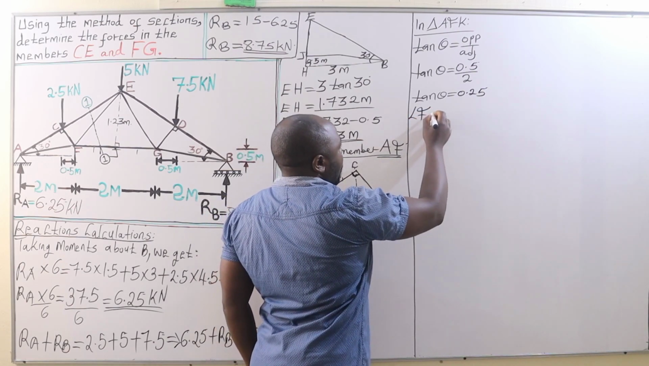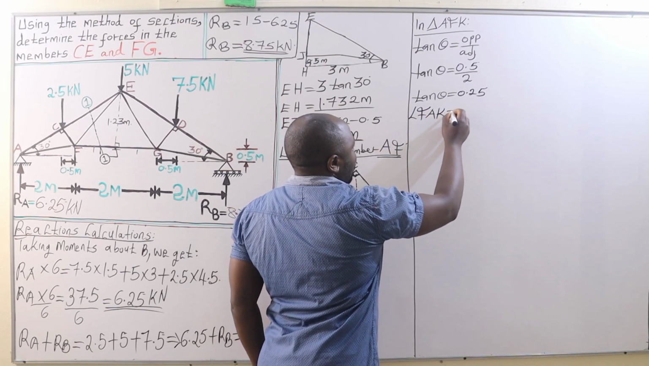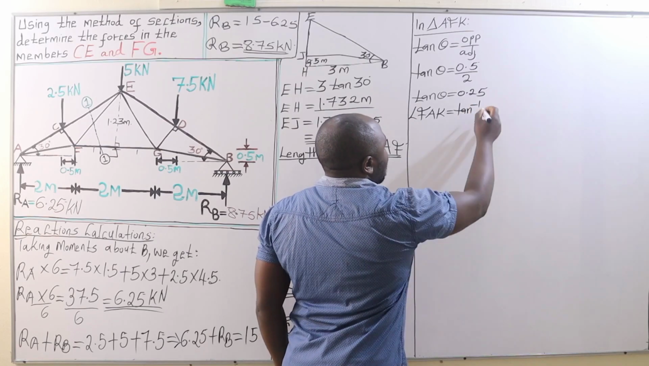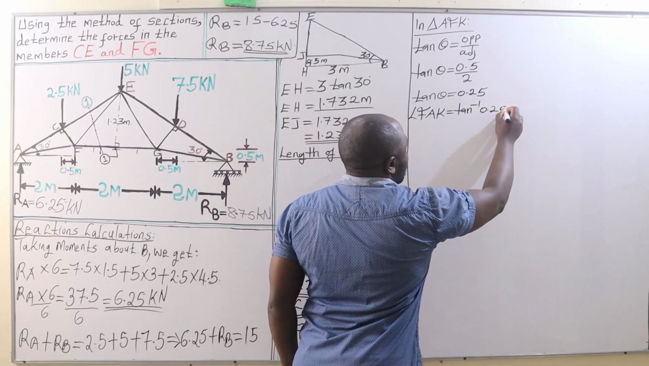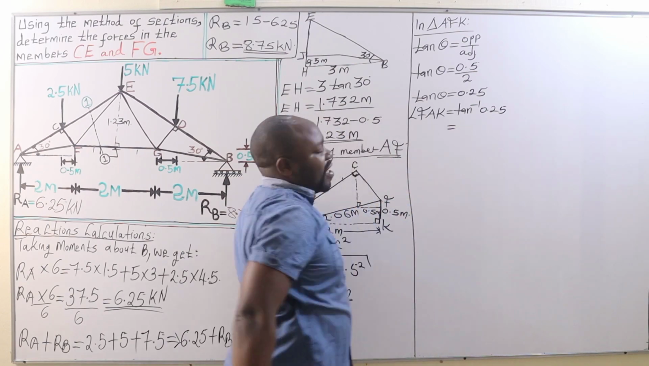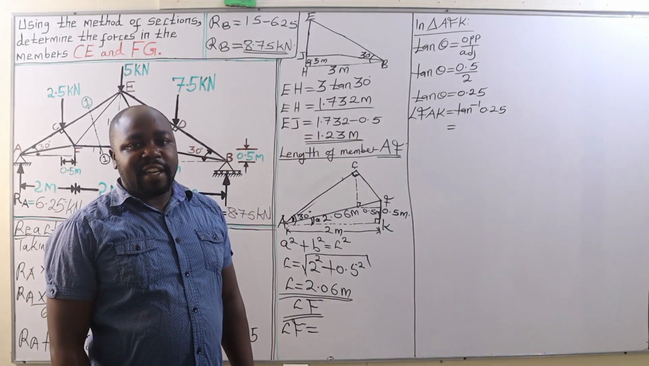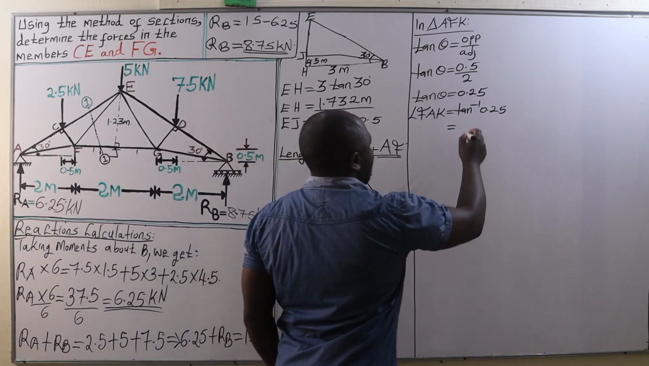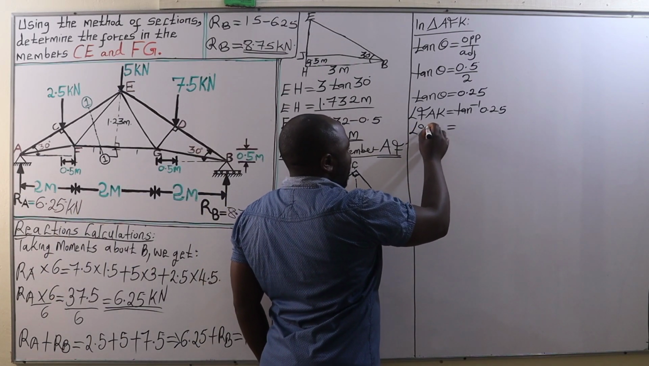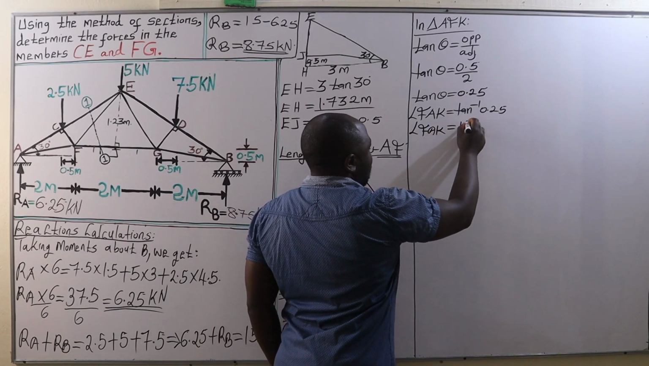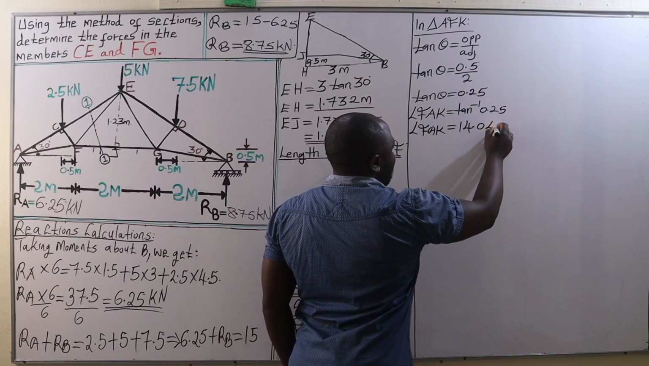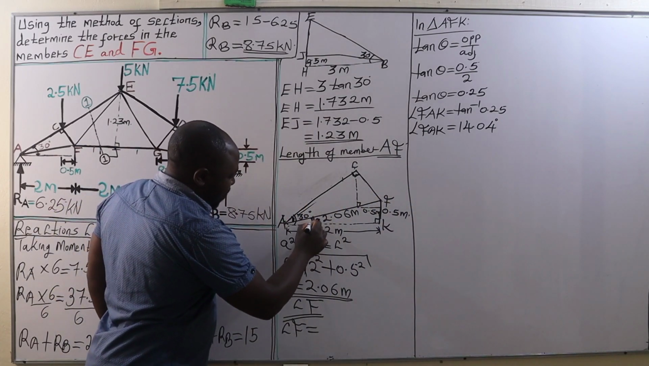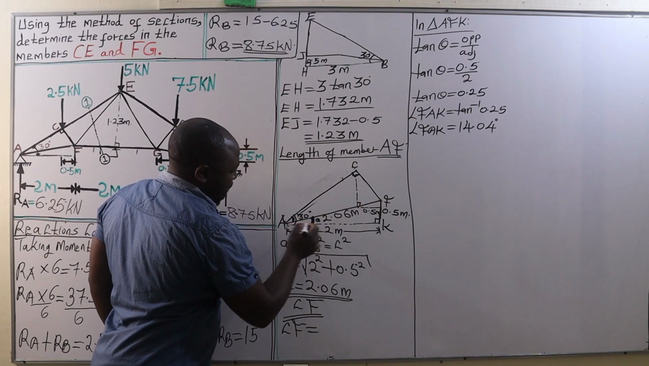Therefore, angle FAK will be given by the tan inverse of 0.25, which is 14.04 degrees. Therefore, the value of angle FAK is 14.04 degrees. That is the value of this angle here, FAK.